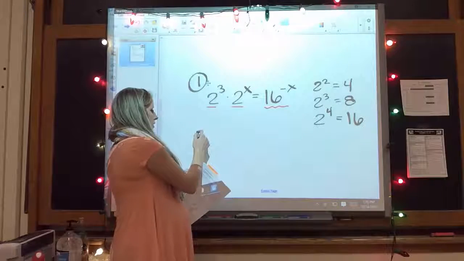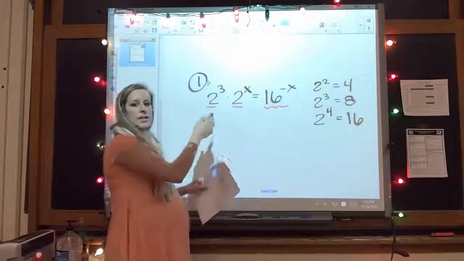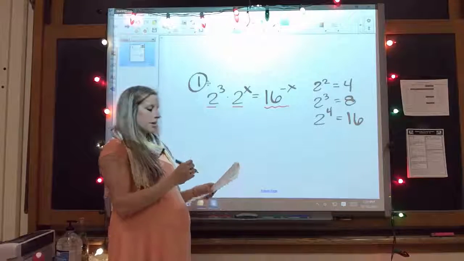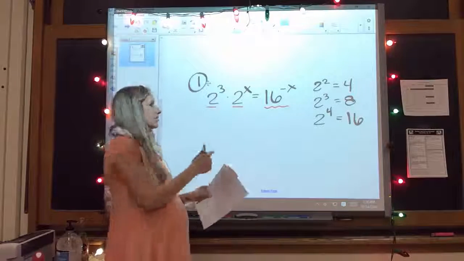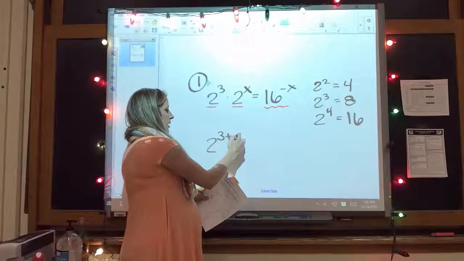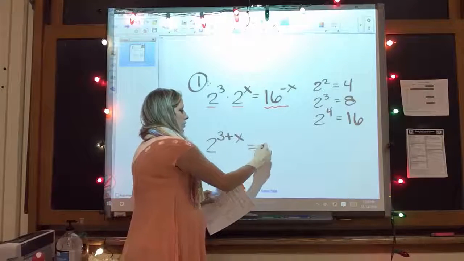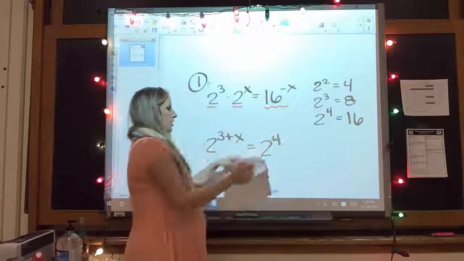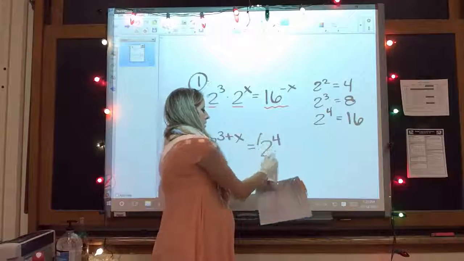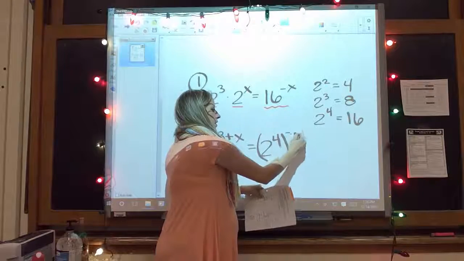Okay. So this is going to be on the left side. Since we're multiplying, we're going to add our exponents. Okay, we're still using laws of exponents to solve. So 2 to the 3 plus x equals 2 to the 4th is what that 16 is. So 2 to the 4th to the negative x power.